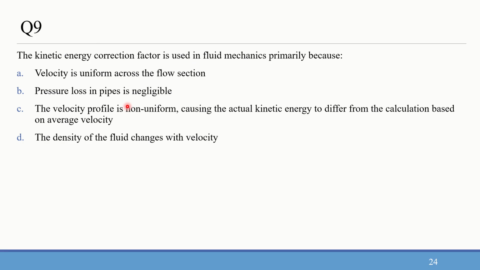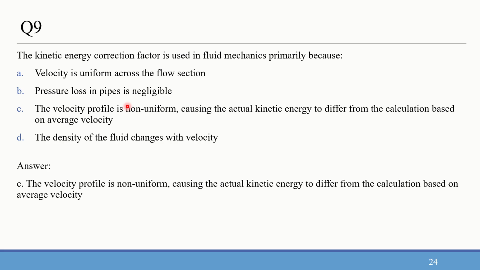As we all know, we are using momentum and kinetic energy correction factors because the fluid velocity profile is actually non-uniform, causing the actual kinetic energy to differ from the one calculated theoretically based on the average velocity. That causes error. So that's why we are introducing the momentum and kinetic energy correction factors. So our answer is option C. Question 9 answer is option C.